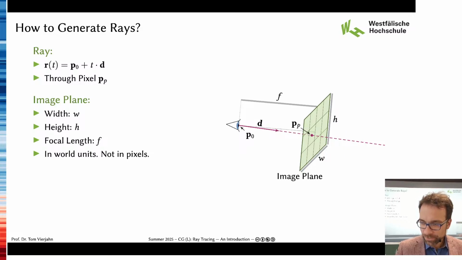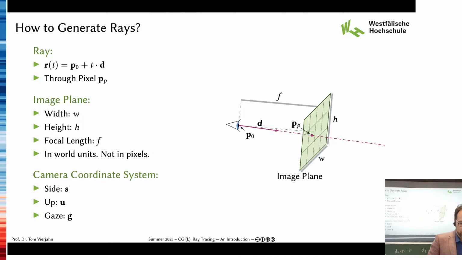Because this helps you to determine the camera coordinate system with just 3 vectors: a side vector, an up vector, and a gaze vector. The gaze vector is the direction that you're looking in with the overall system. So in which direction do you aim your camera? And those are these 3 vectors.